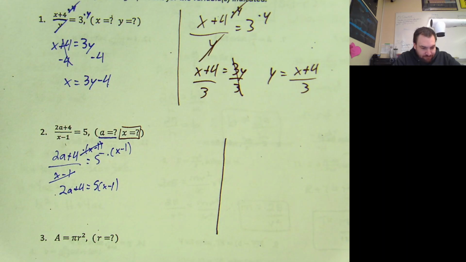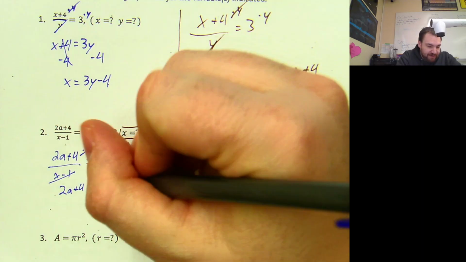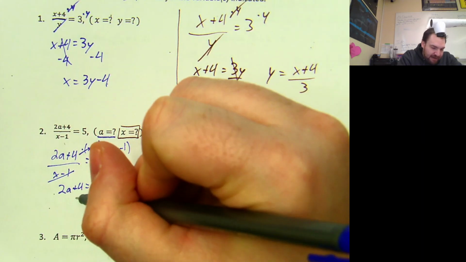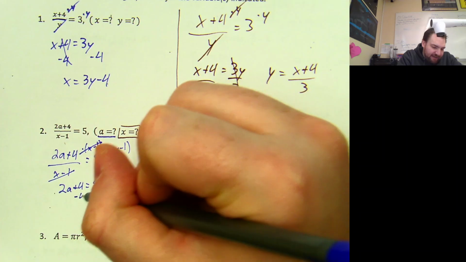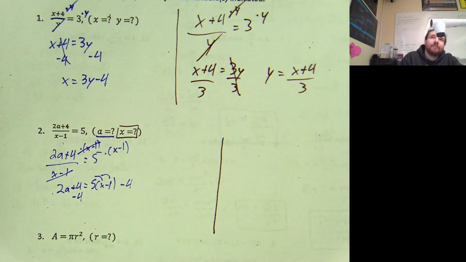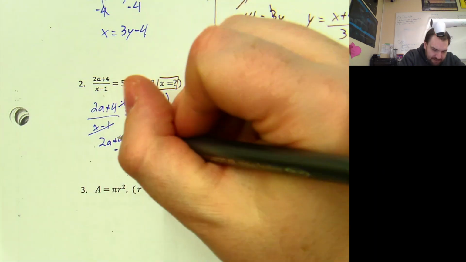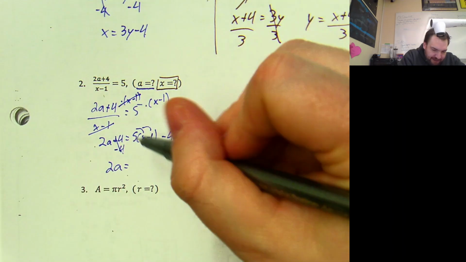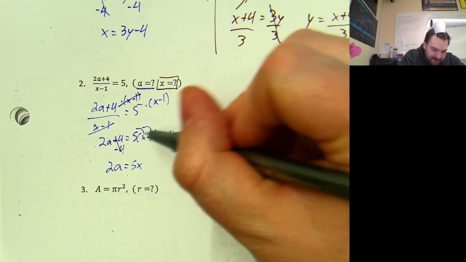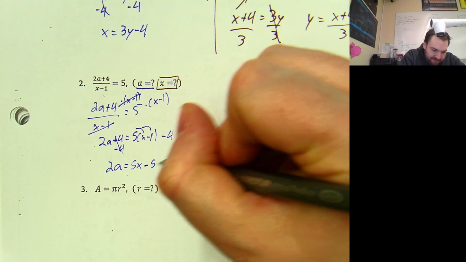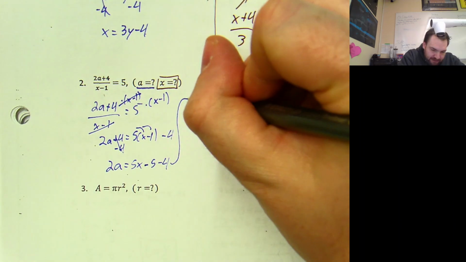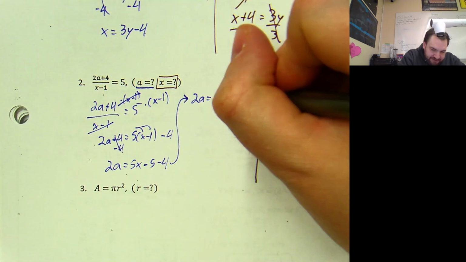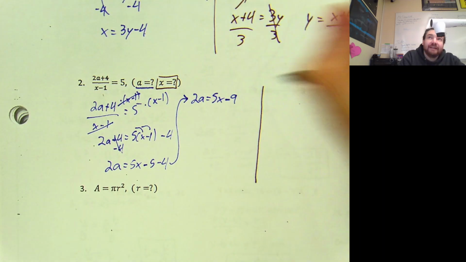Minus 4. Or distribute. We could do both. Would you like me to do both? Which one do you want me to do first? Distribute the 5. Okay, so I'm going to distribute the 5 in. And you know what the heck? Let's also subtract 4. So I'm going to get 2a equals, and now I'm going to get 5 times x is 5x. 5 times negative 1 is minus 5 minus 4. So then I'm going to go back up here, and I'm going to get 2a equals 5x minus 9.